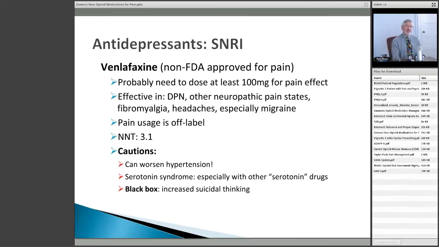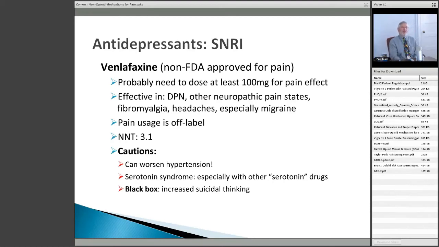Venlafaxine is an antidepressant, a mixed non-selective agent, as we discussed. You probably need to get this drug up to 100 milligrams to have a pain effect. It's effective in all manner of neuropathic pains. We use it commonly in diabetic peripheral neuropathy, fibromyalgia, and headaches. Number needed to treat is 3 to 1, as opposed to the tricyclics for pain, which is a little bit lower. Remember that pain usage is off-label, just like with tricyclics, although we commonly do it.